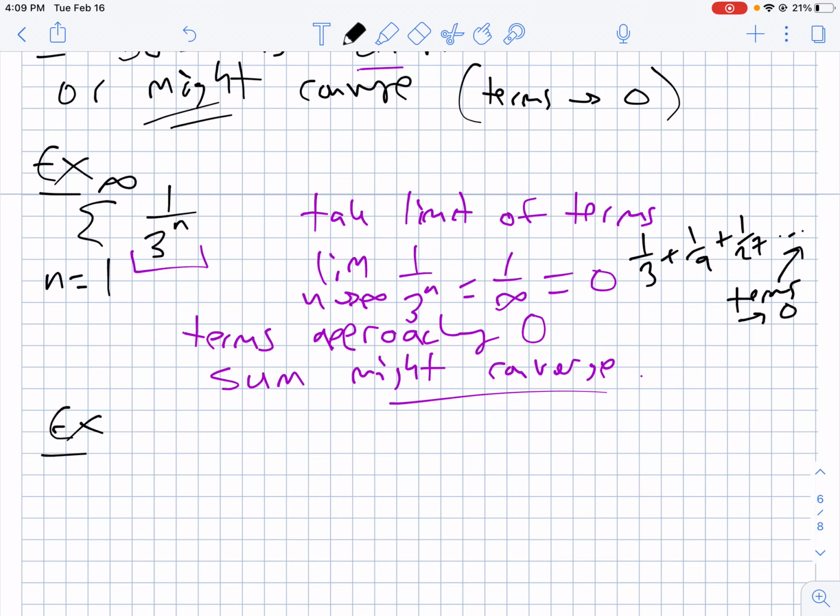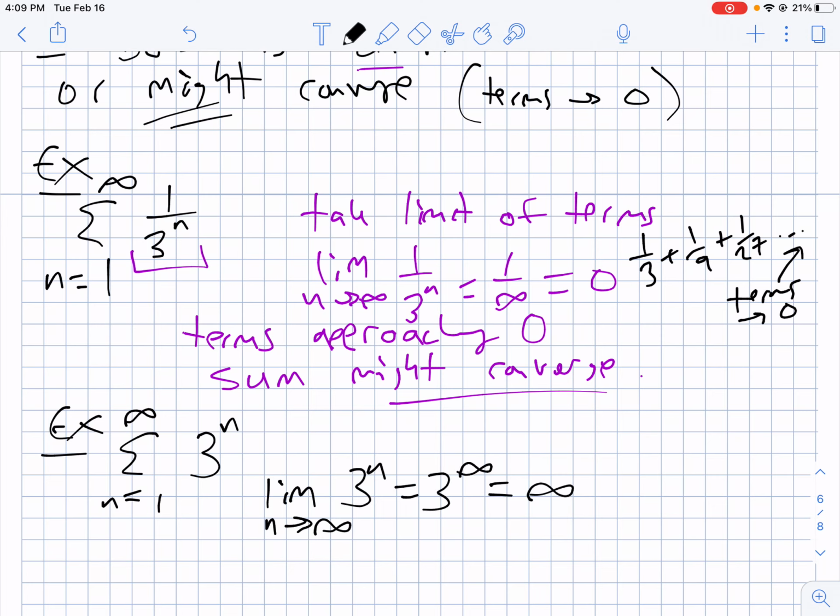Let's look at a couple more examples. So let's suppose we take the sum from n equals 1 to infinity of just 3 to the n, so no fraction. Again, let's take a limit of the terms. The limit as n goes to infinity of 3 to the n is 3 to the infinity. Well, this is infinity, but the important part is that it's not 0.